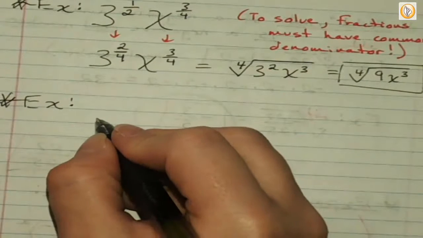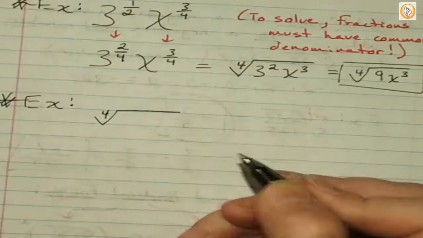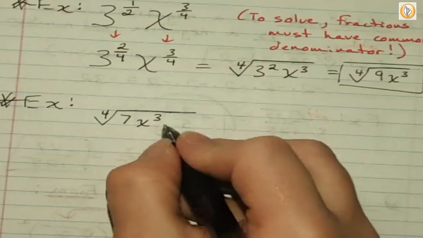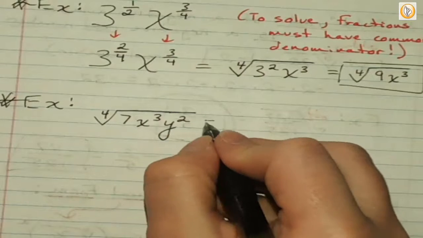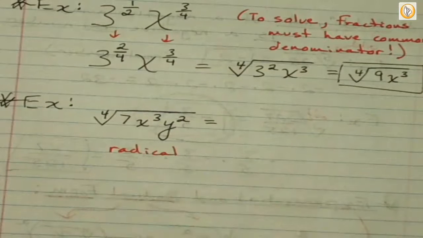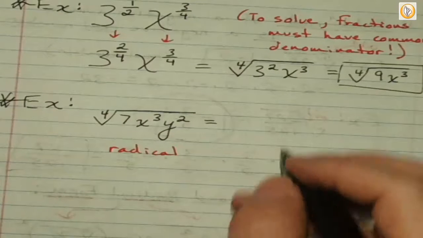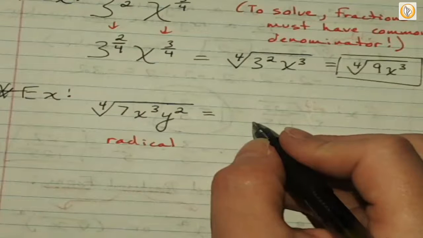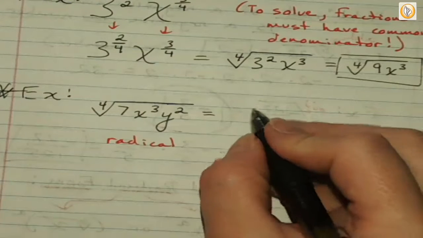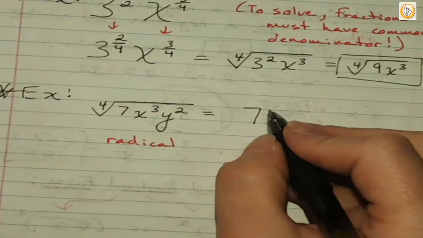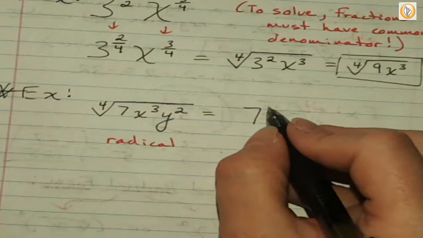What if I have the fourth root of 7x cubed y squared? That is my radical form. Michael is going to put it in exponential form. I want to see how you do. Would it be 7 to the 1 over 4? Very good.